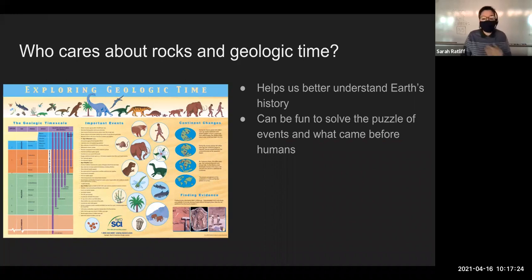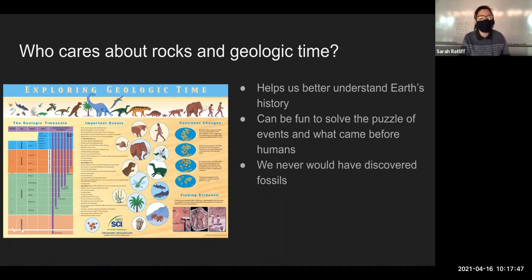And in my opinion, it can be kind of fun to solve this puzzle. We see these fossils. Some things are appearing, some things are disappearing. What order do they go in? What came before humans were able to document things on paper, in writing, in cave paintings? Without rocks, we never would have discovered fossils, obviously. We would have never discovered these creatures that aren't around anymore.